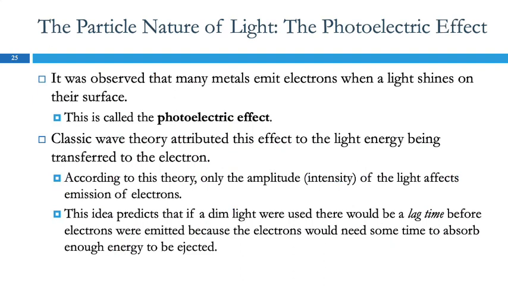So light behaves like a wave. Light also behaves like a particle. And this is demonstrated by the photoelectric effect. So it's been observed that many metals will emit electrons when a light shines on their surface. That's called the photoelectric effect. Classical wave theory says, well, the light energy is being transferred to the electron, and according to that theory, only the amplitude, the intensity of the light would affect the emission of electrons.